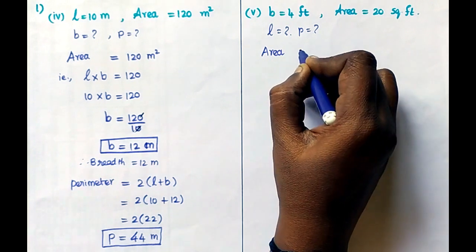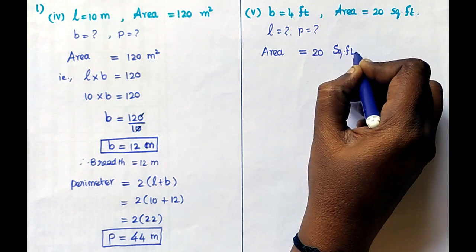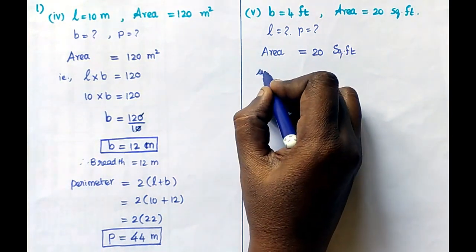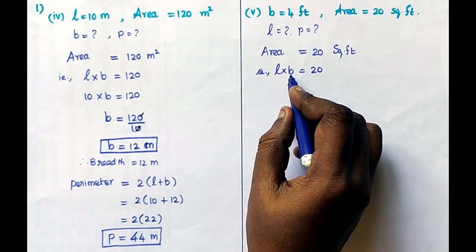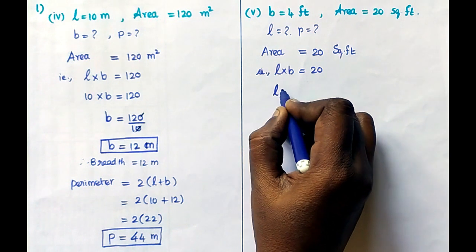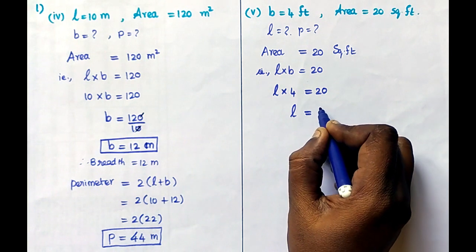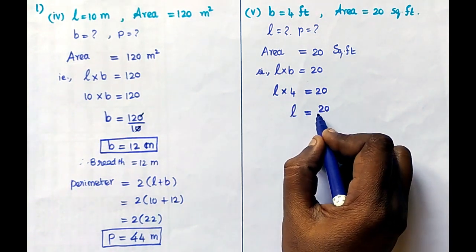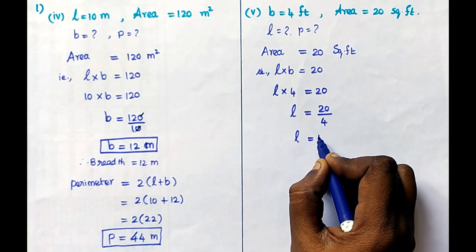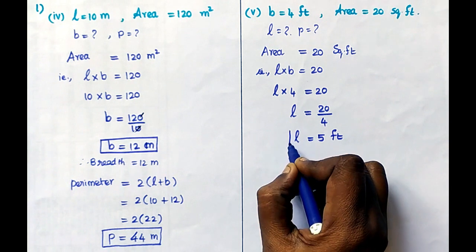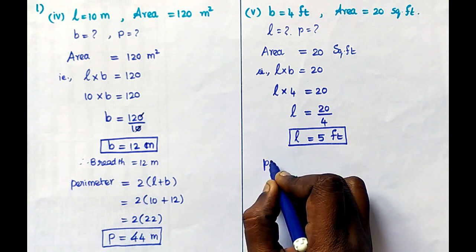The area is given, that is 20 square feet. That means L into B equal to 20. We know that B is 4. So L into 4 equal to 20. Here 4 is a multiplication, so bring this side, means division. L equal to 20 divided by 4, 5 feet. That is the length.